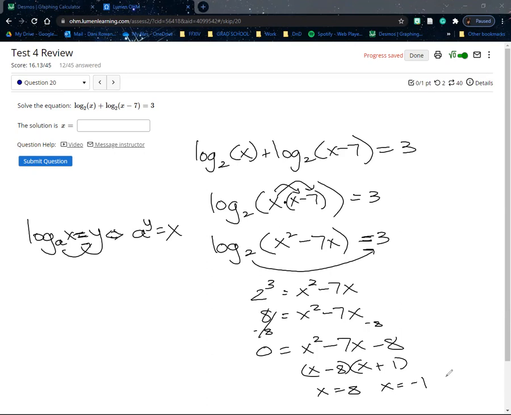What is the problem with our answers? Are both of our answers correct, or do we need to test them? No, the negative can't be in the log. This negative right here, not possible, right? Because we have this right here. If it was this one, it certainly wouldn't work, because then you'd have negative 1 minus 7, so you'd have negative 8. No, we don't want negatives. So the only answer that's going to work, if you check it, because 8 minus 7 is 1, is going to be 8.